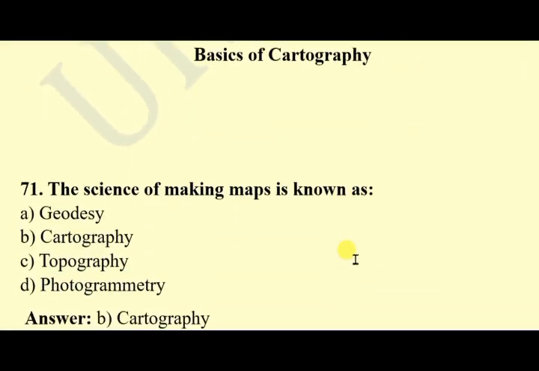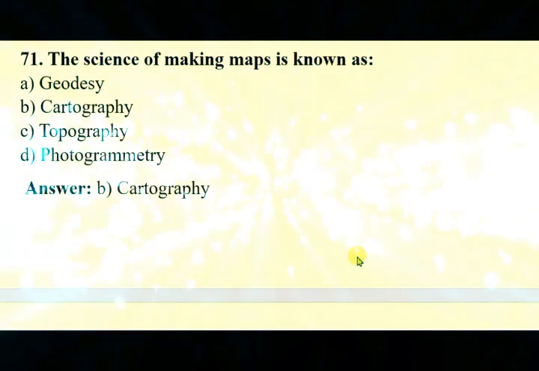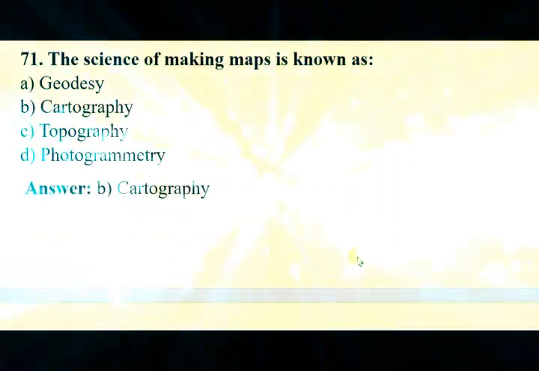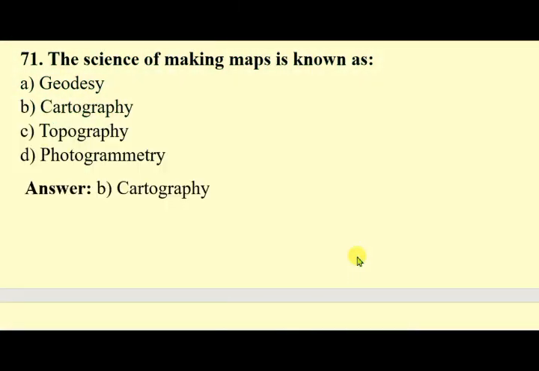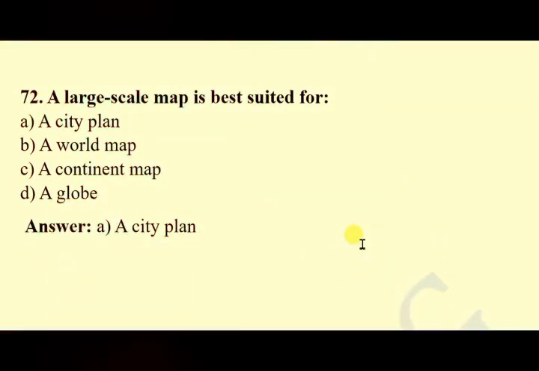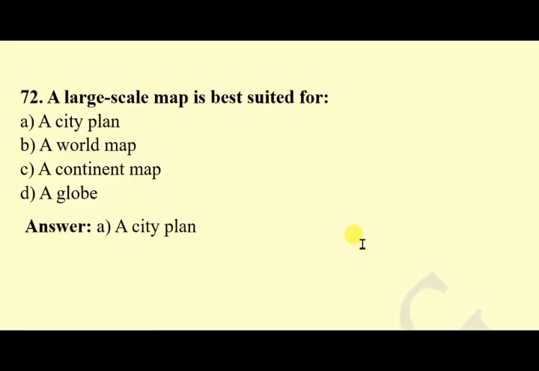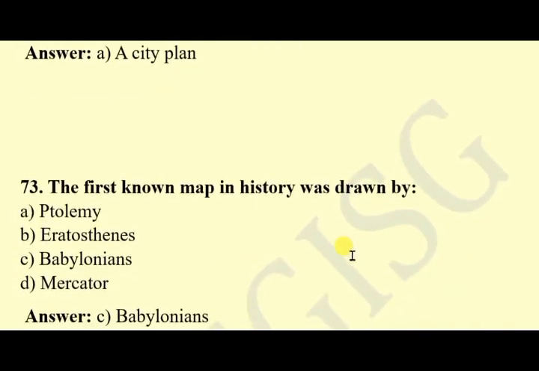Now the question category: basics of cartography. Question number 71. The science of making maps is known as geodesy, cartography, topography, photogrammetry. The right answer will be of course cartography. Question number 72. A large scale map is best suited for a city plan, a world map, a continent map, a globe. Here the right answer will be of course city plan. Large scale map means large details, small scale less details.